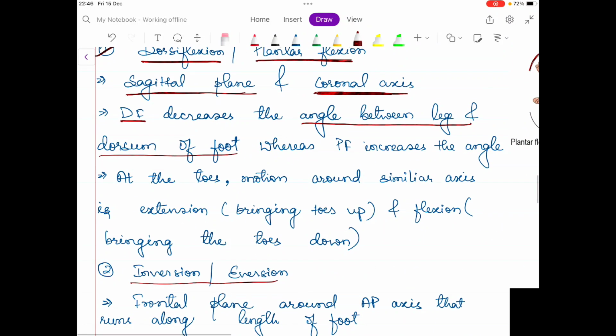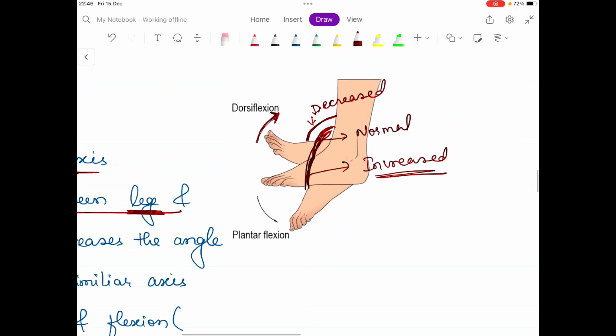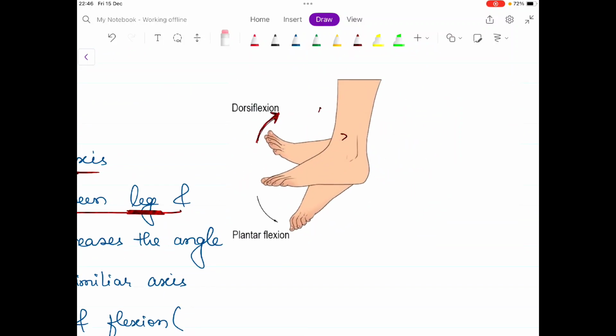And what angle are we talking about? This is the angle between the leg, which is the tibia part, and the dorsum of the foot. Dorsum of the foot means basically, if you look at the foot, this upper surface of the foot is known as the dorsum. And the one below is known as the plantar surface.